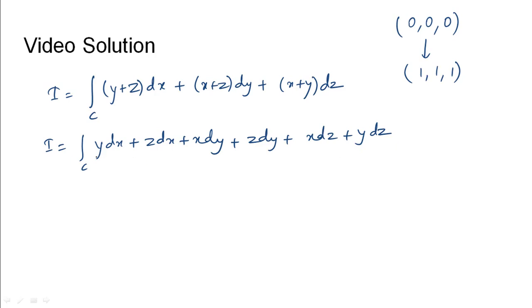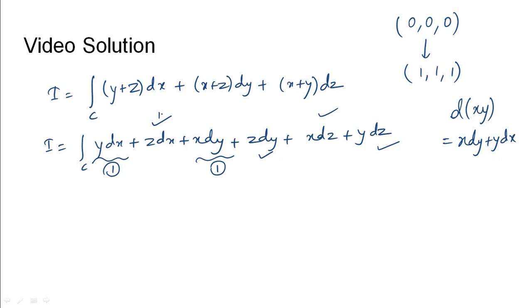We can notice that it has terms such as y dx and x dy, which can be written as d of xy, that is, using the UV rule of differentiation we would get x dy plus y dx. Similarly, for the other terms also we can see pairs such as z dx, x dz, z dy and y dz. So we can pair these terms together. These two terms will go together, these two terms will go together, and these two terms will go together.